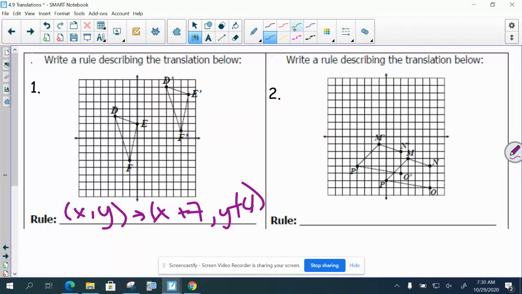Okay, how about the next one? x comma y goes to x, and now here we're moved from, let's just pick 2 points. How about p and p prime? So to get from p to p prime, you're actually moving left, 1, 2, 3, 4, so it's going to be x minus 4, and then you're moving up 2 units, so that'd be y plus 2.